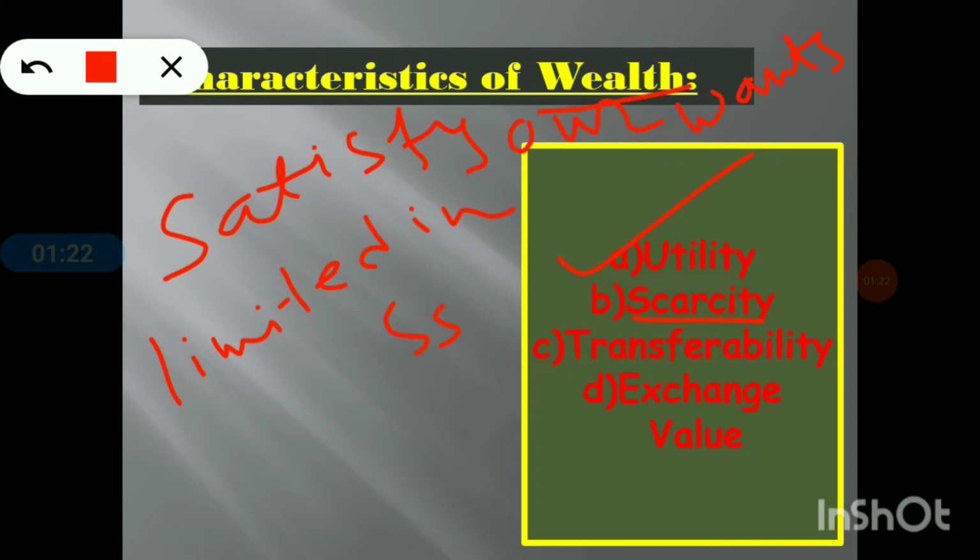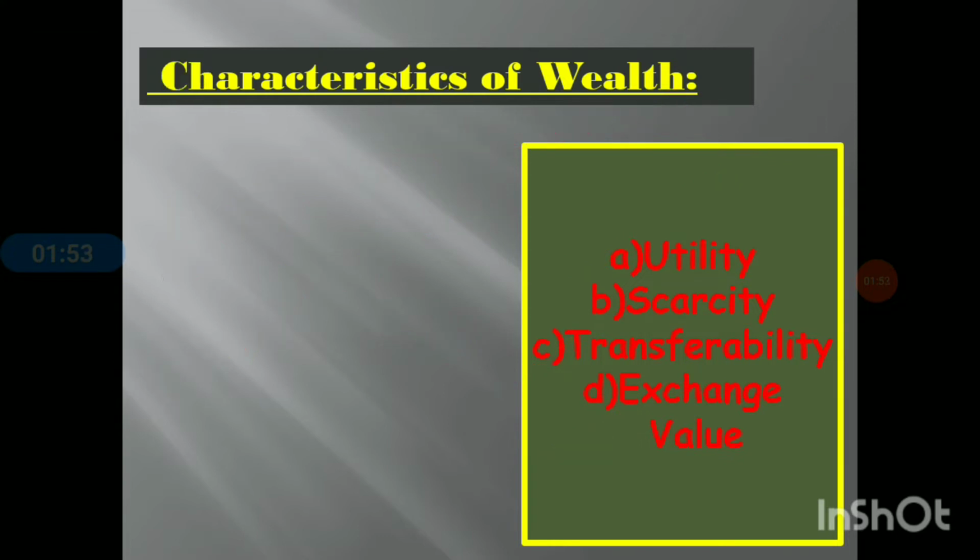Now going to the third point, that is transferability. Wealth should be transferable because the amount of wealth is transferred from one person to another, from one generation to another generation. Okay, now going to the fourth point, that is exchange value. We all know that wealth has monetary value, so it has the power of exchange value. Now going to the next slide.